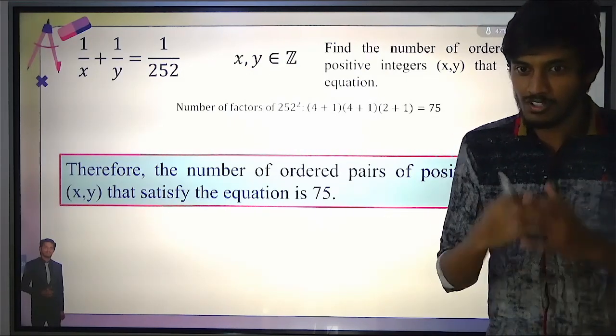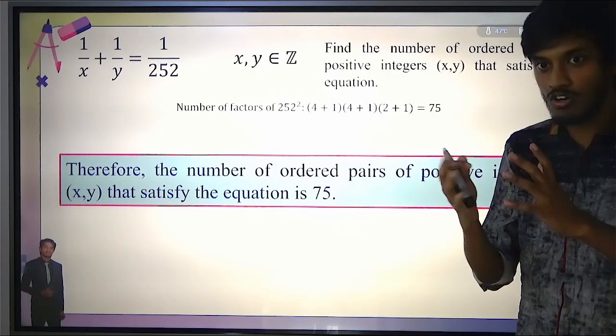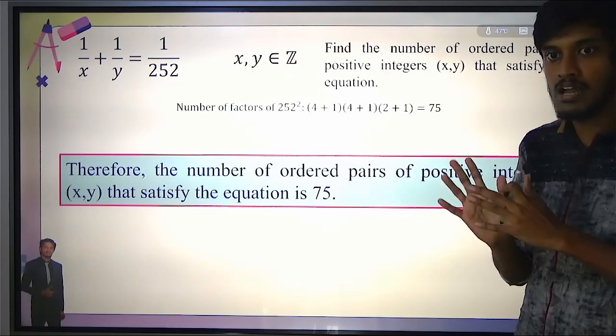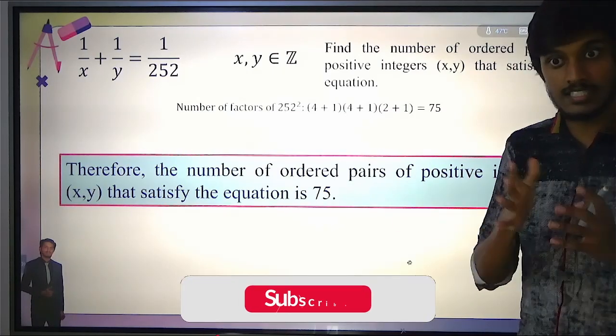I hope you got a certain idea on how to solve this type of equation using the algorithm I have taught you and the method of finding the number of factors a certain number has.